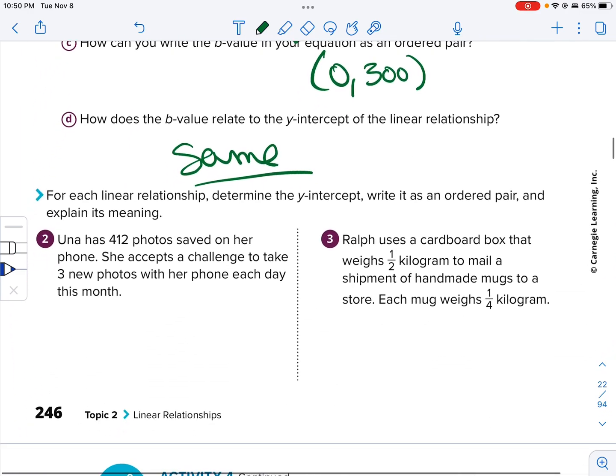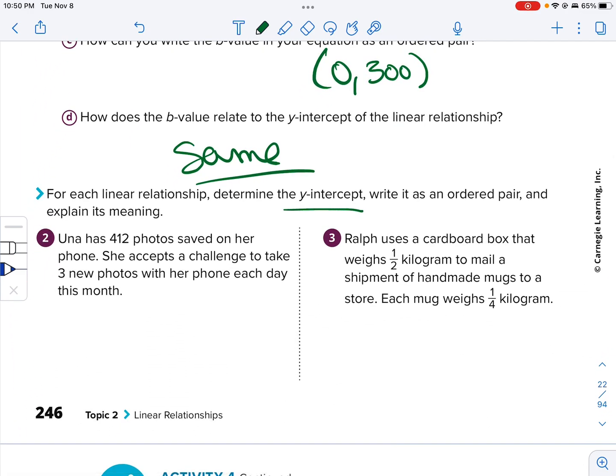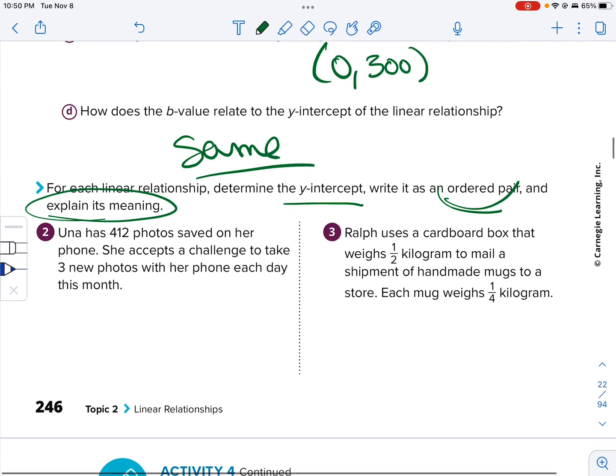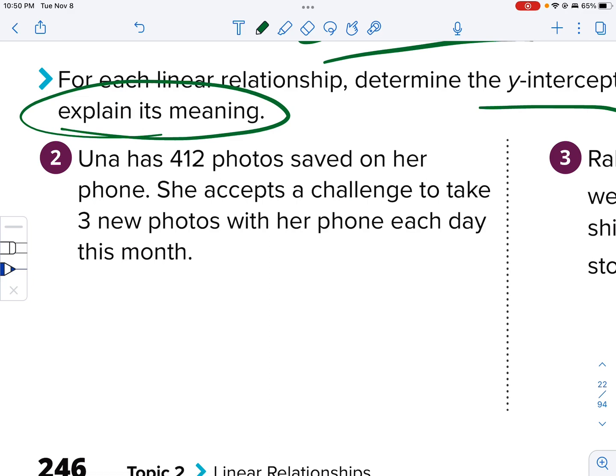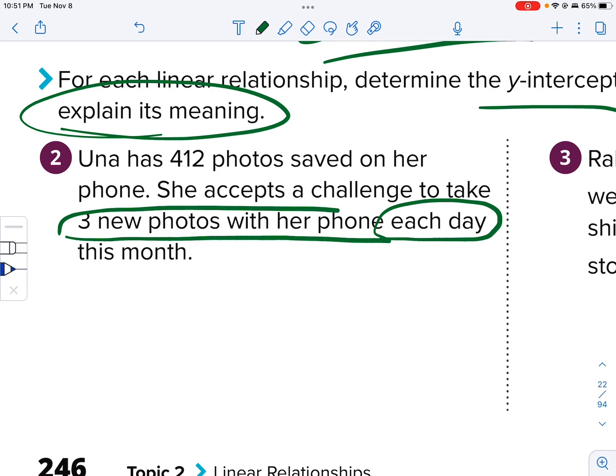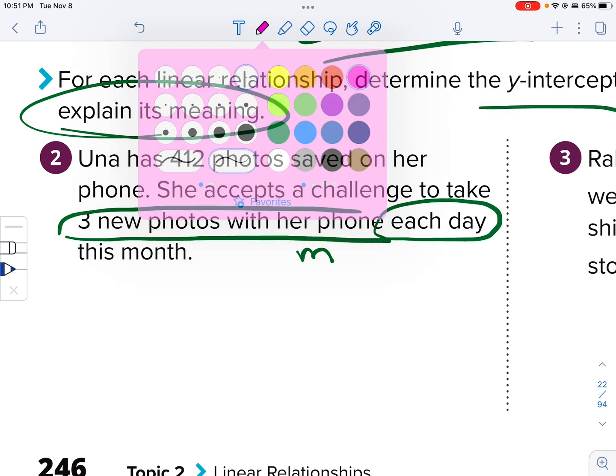Okay, for each linear relationship, determine the y-intercept, write it as an ordered pair, and explain what it means. Una has 412 pictures saved on her phone. She accepts a challenge to take 3 photos with her phone each day. Do you see how it says each day? It says 3 photos each day. That's going to be our slope.